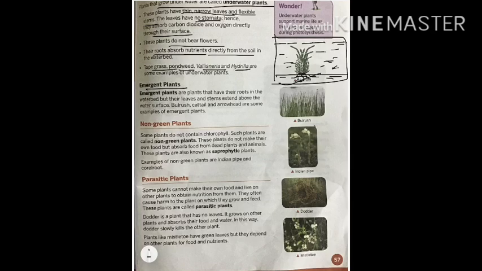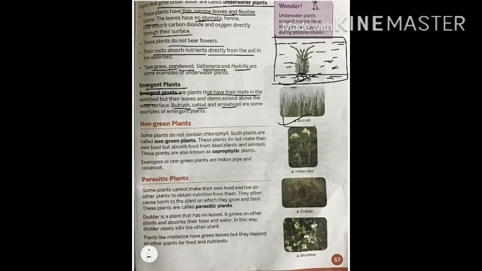Now the fourth one is emergent plants. Examples are bulrush and cattail, and one more, arrowhead. The example of bulrush is given in front, and these two, cattail and arrowhead, also look like this bulrush. The emergent plant, what is the main point about them? That their roots are fixed in the waterbed. Yes, their roots are fixed.